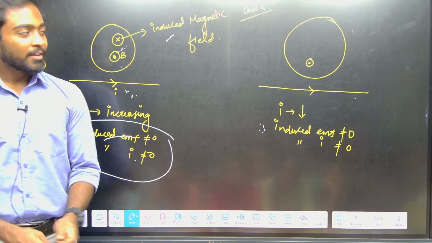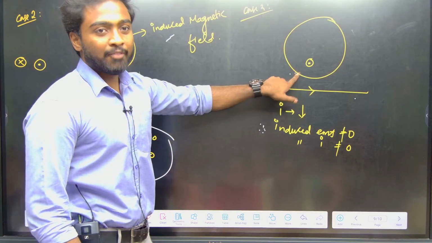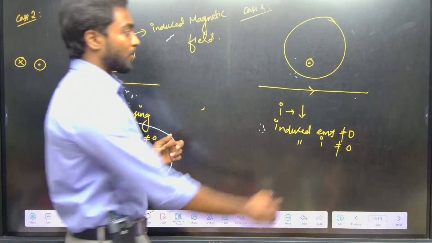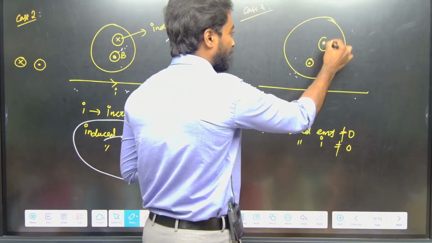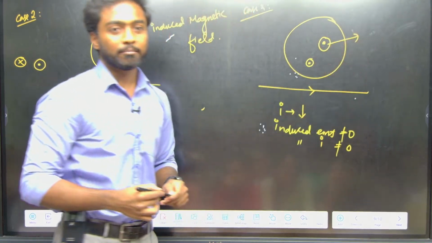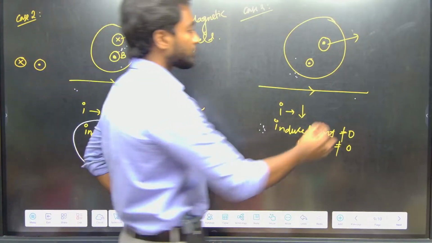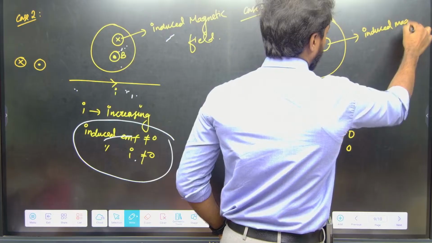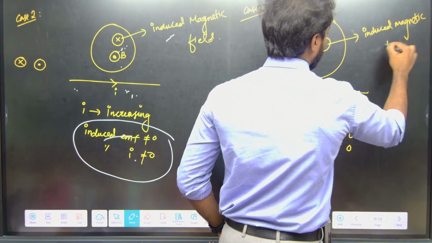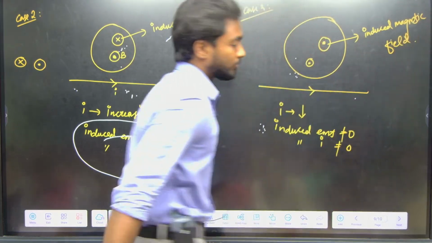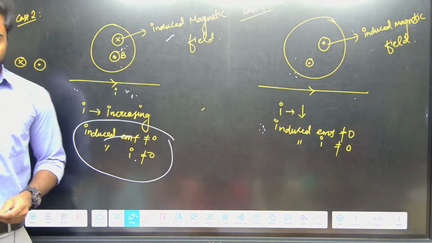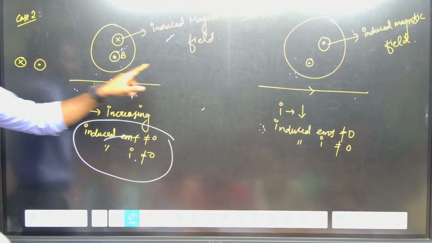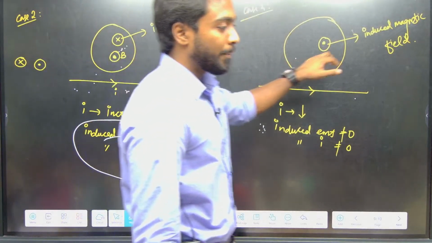In the same direction as me, or in the opposite direction? Same direction. Here also, the current is decreasing. If I want to increase the current, I need to increase it in the same direction only. So the induced magnetic field also will be in the same direction. Okay? Induced magnetic field: when the current is increasing, the induced magnetic field will be inward. When the current is decreasing, the induced magnetic field will be outward.